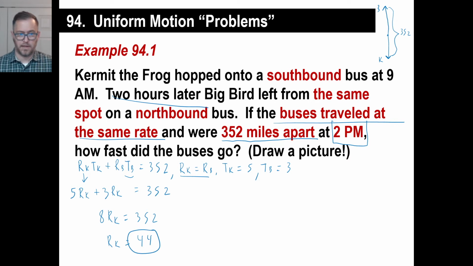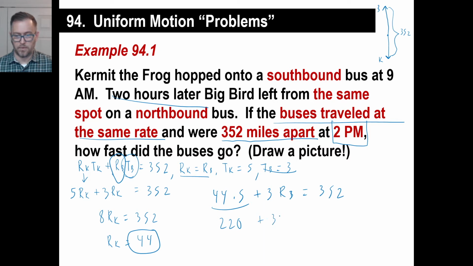Now they're asking how fast the buses go. Okay, well, fine. We got to find the rate of Big Bird too, which means we got to figure this out. Okay. If the rate of Kermit is 44, we just plop it in there, right? So in other words, 44 is the rate of Kermit times the time of Kermit, that's 5, we said that, plus the rate of Big Bird, we don't know. We know the time of Big Bird is 3, so 3 times the rate of Big Bird is 352. So 44 times 5, we can do that, is 220, plus 3 times the rate of Big Bird is 352.